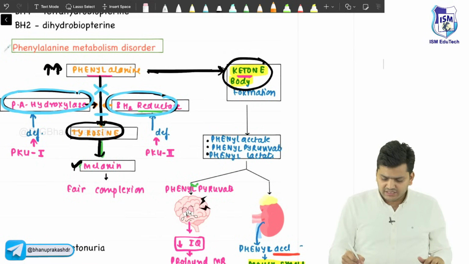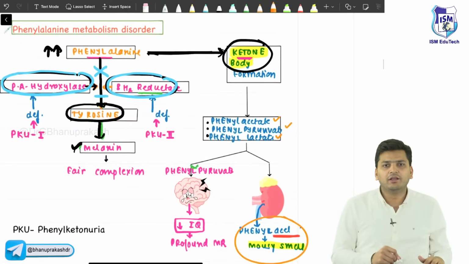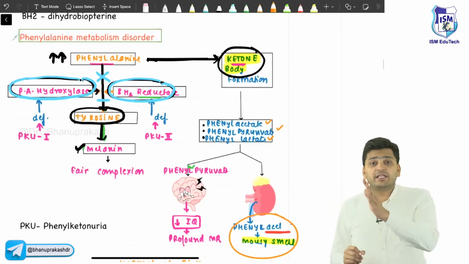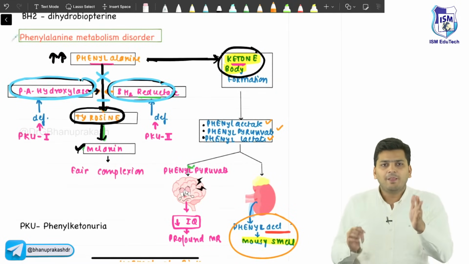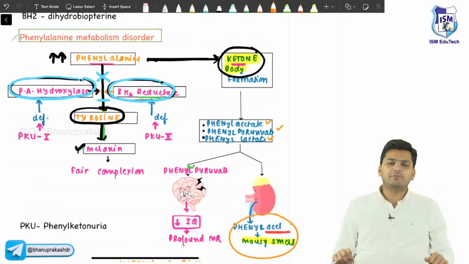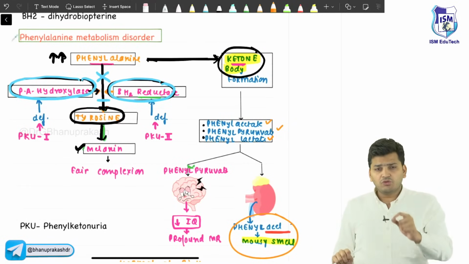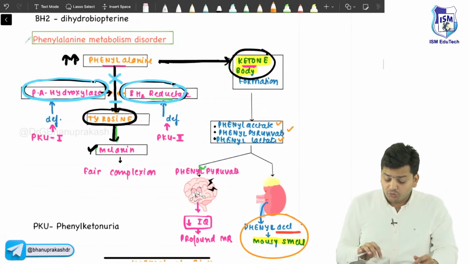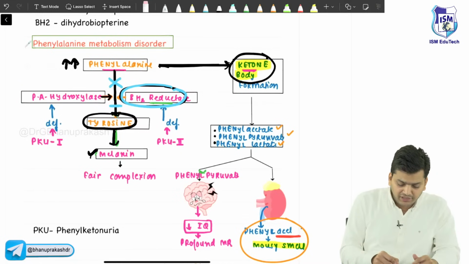What are the ketone versions? Such as phenylacetate, phenylpyruvate, phenyllactate. They will start coming in the urine. That is why this disease is called phenylketonuria. The ketone version of phenylalanine is coming in the urine. What is the most important enzyme deficiency that is leading to phenylketonuria? Phenylalanine hydroxylase.